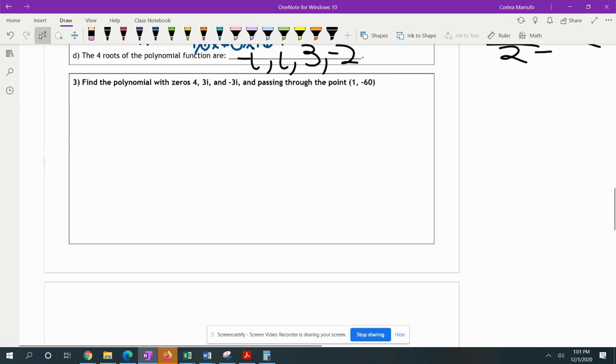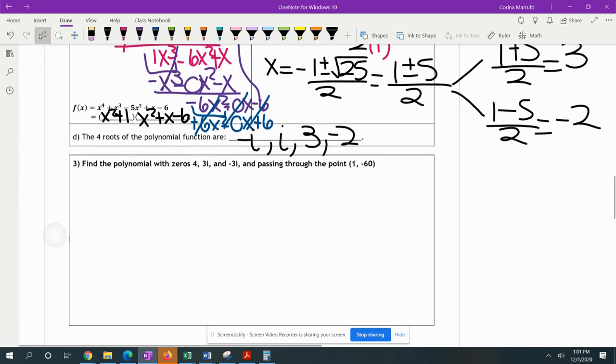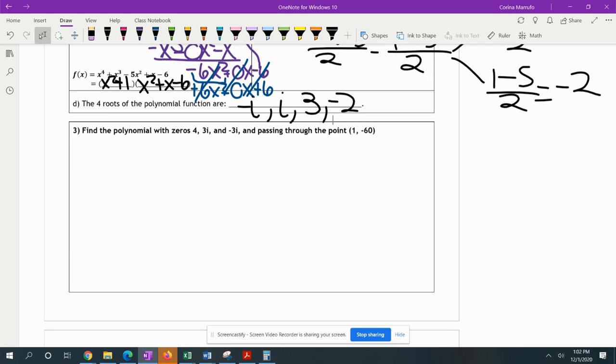Alrighty, the last section. Okay, so here it says find the polynomial with zeros 4, 3i, and negative 3i passing through the point 1, negative 60. So we had done some problems like this, except with regular numbers, not imaginary numbers.